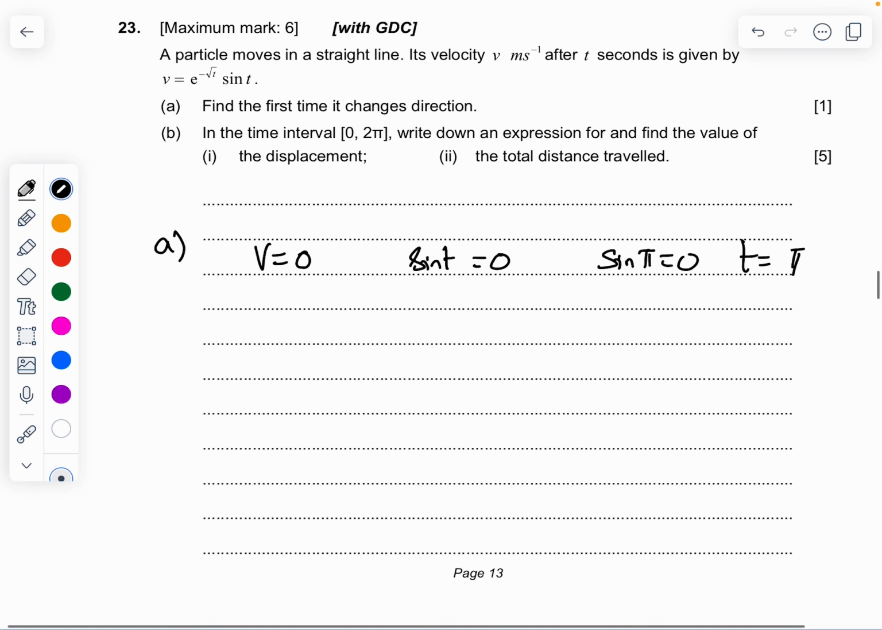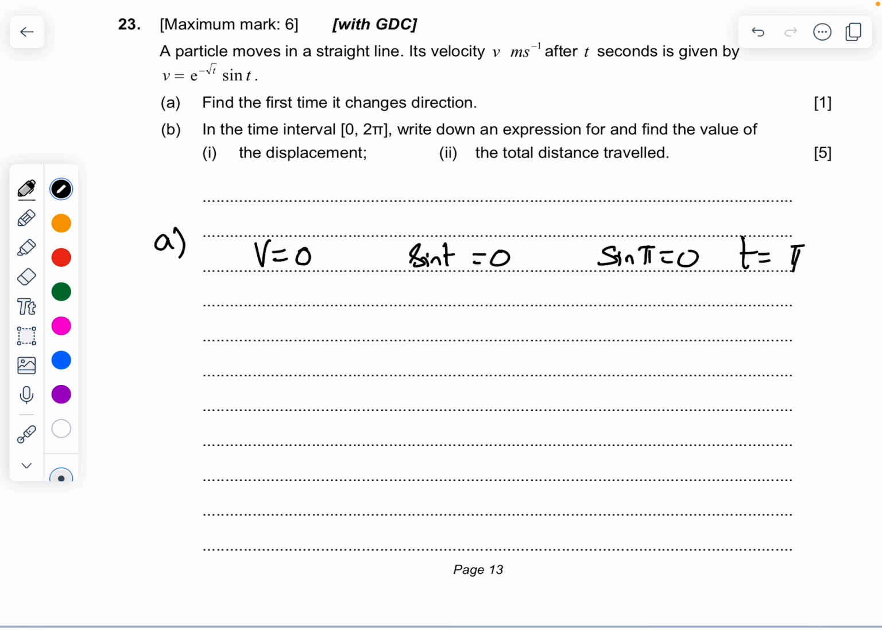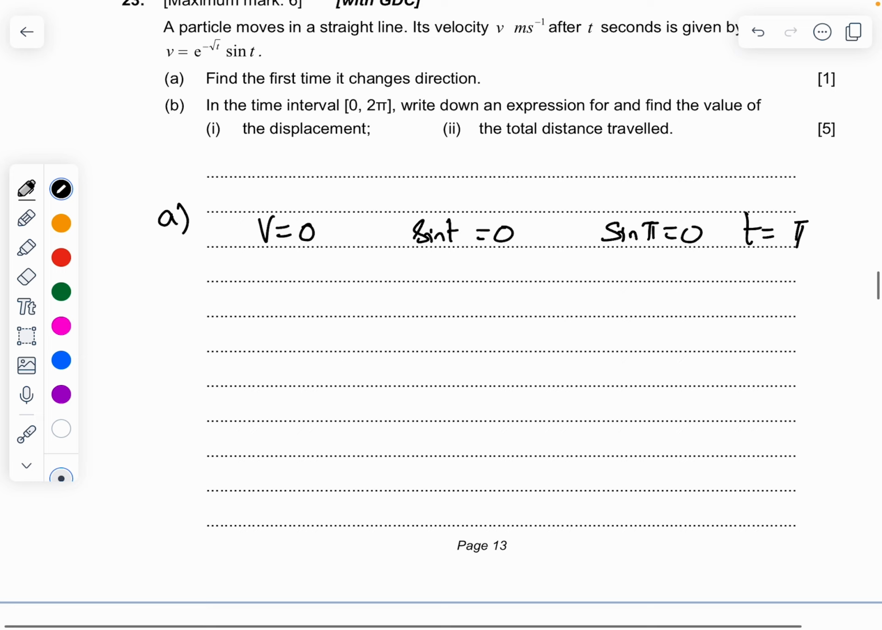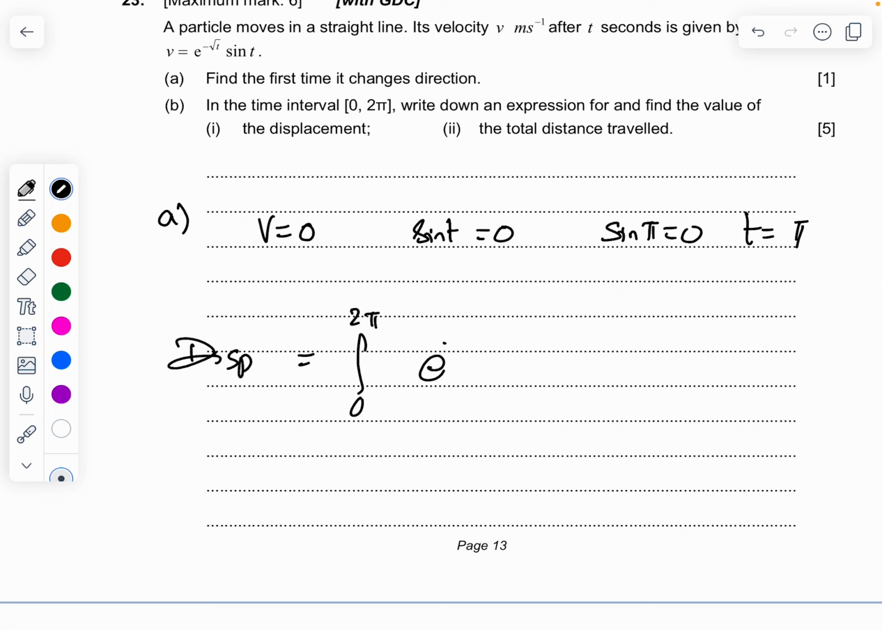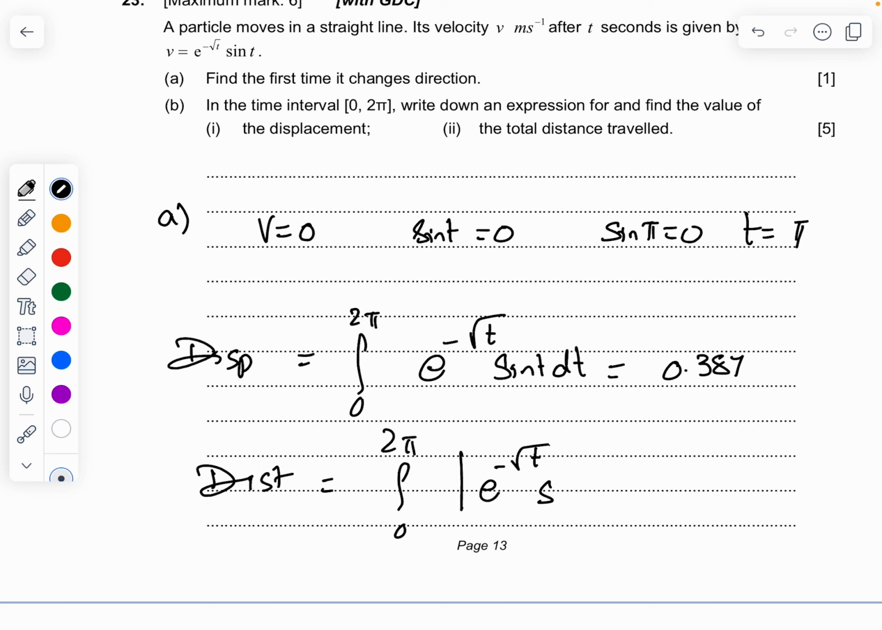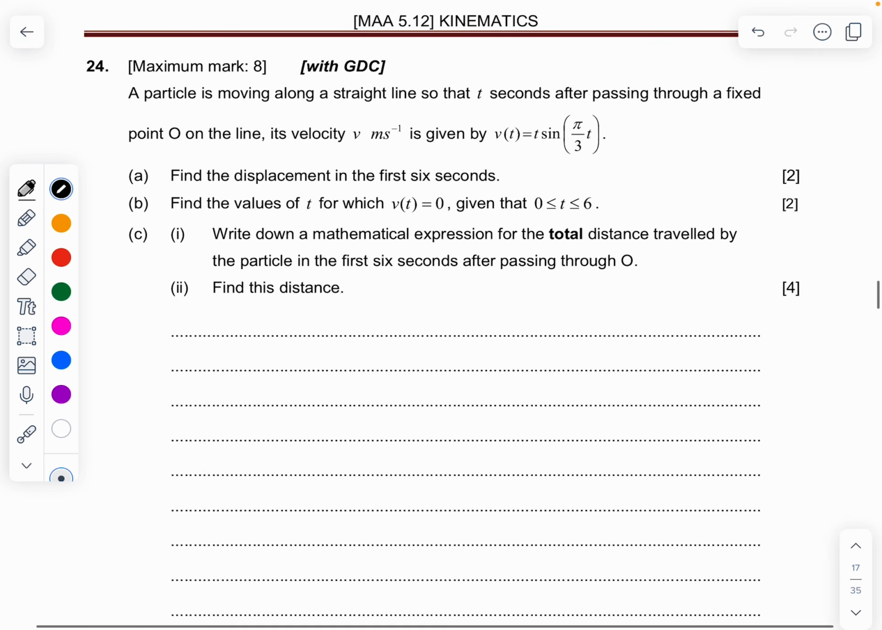Between the interval 0 to 2 pi, write an expression for finding the value of displacement and total distance. So displacement will be integral 0 to 2 pi of e to the power of minus square root t sine t dt, which is 0.387. Distance will be integral 0 to 2 pi of the absolute value of square root of t sine t dt, which is going to be 0.852. So the difference between distance and displacement you should be able to understand.